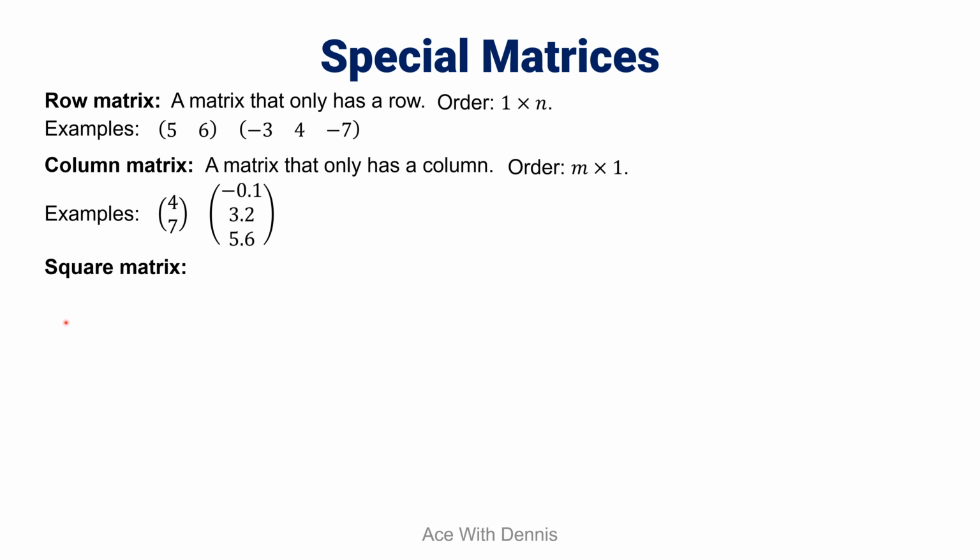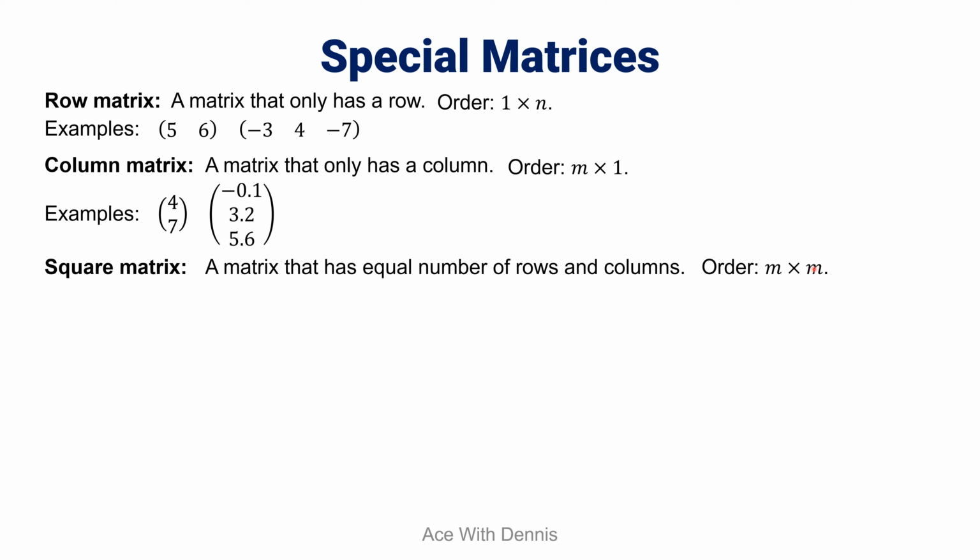Next, another special matrix that you should know is a square matrix. A square matrix is a matrix that has an equal number of rows and columns, so it will be of the order m times m because both numbers are the same. Here are a few examples.